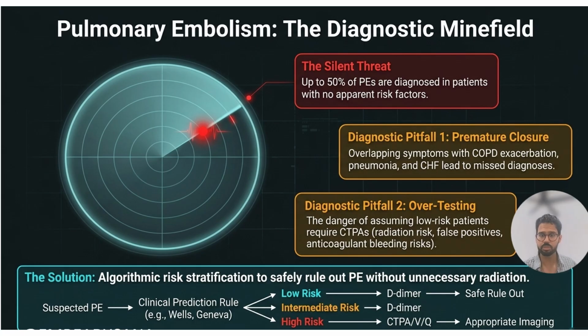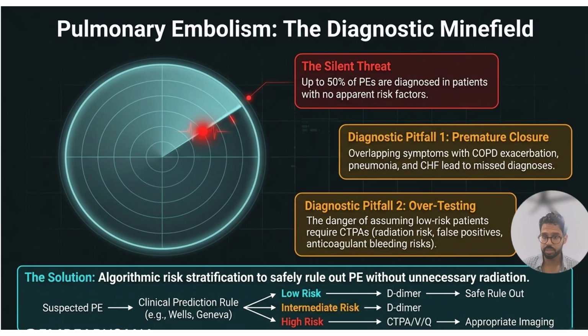And some of the most important diagnostic pitfalls to consider are, first, premature closure. We're going to go over some of these clinical biases in a later video, so just remember this. But premature closure basically means we're prematurely closing on a particular diagnosis. Because PE patients have overlapping symptoms with COPD exacerbation, pneumonia, and CHF, sometimes we prematurely close our consideration onto these other clinical pathologies, missing a critical diagnosis of a pulmonary embolism.